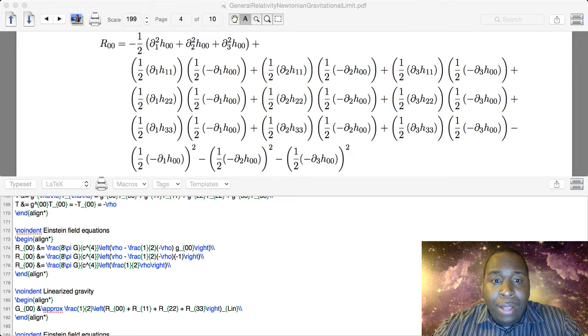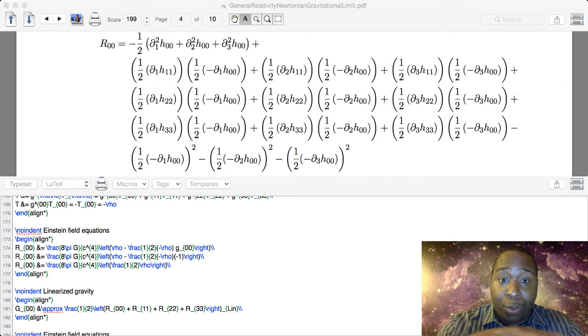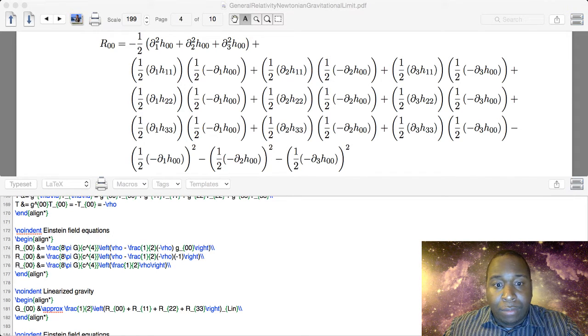And the key things I want to note is that this first term we're seeing here, this negative 1/2 times the quantity, where these are all second order partial derivatives of the 0, 0 component of our perturbation matrix. And so that's a second order partial differential equation. However, everything else that comes after it are first order partial derivatives, but they're non-linear. So we're basically multiplying two linear partial derivatives, making them non-linear.